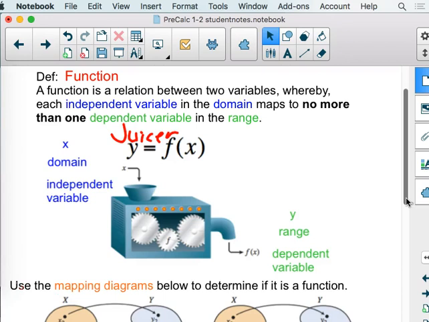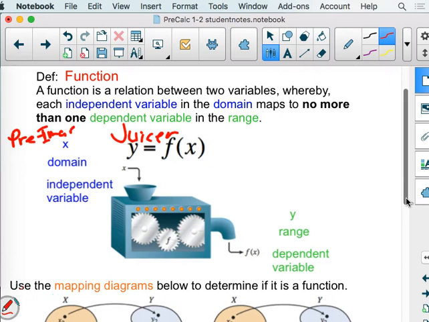Now, that little wooden block has a name, and it's called a pre-image, because somebody that doesn't know any better is going to try to put anything and everything into this. So a pre-image would be a wooden block.